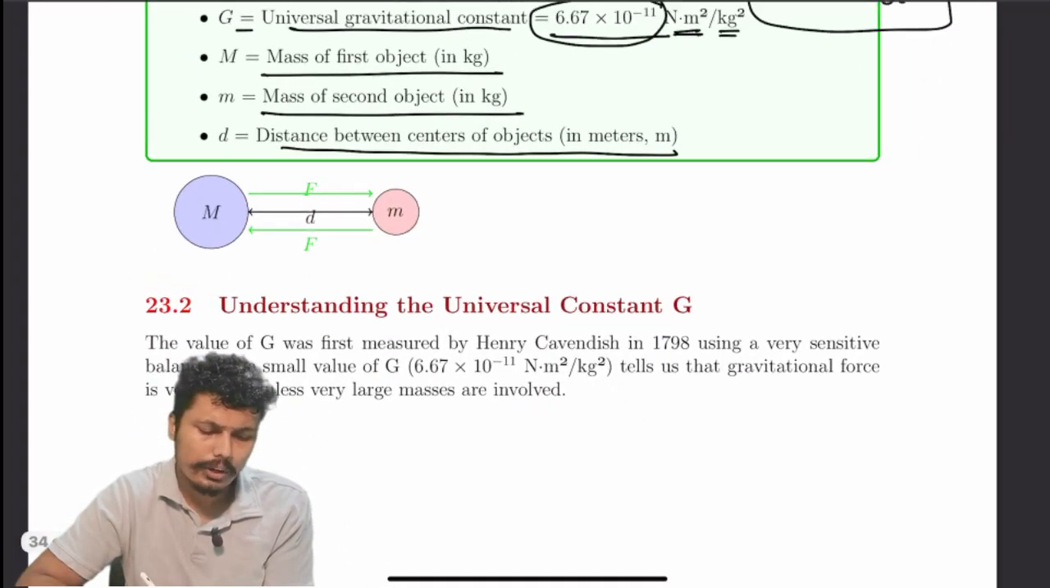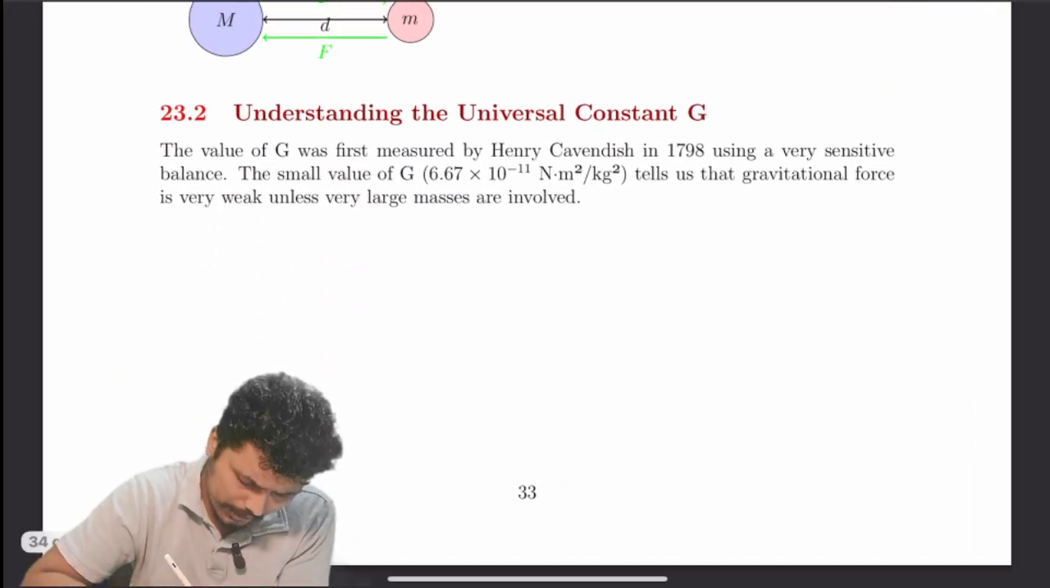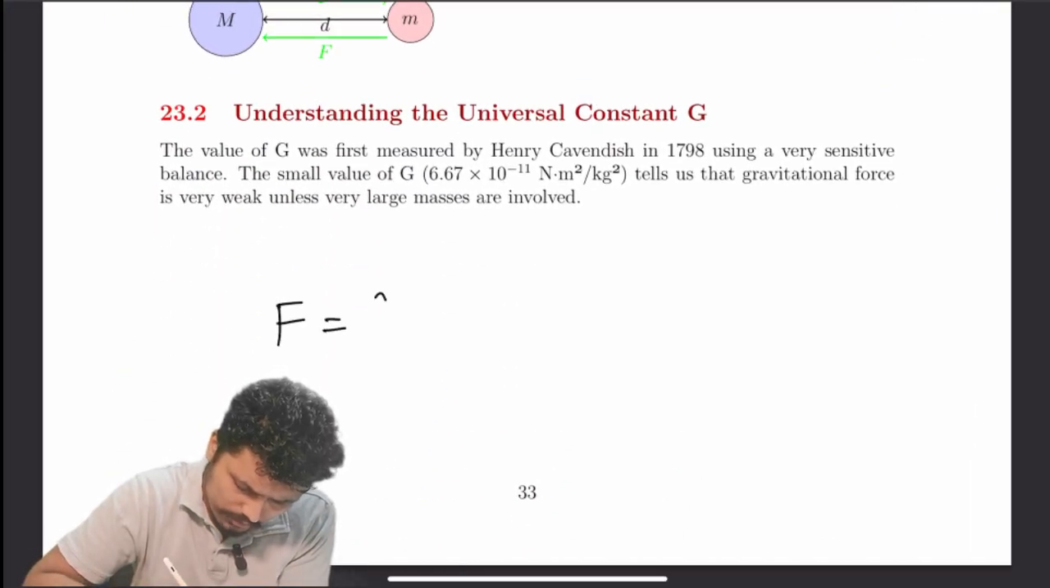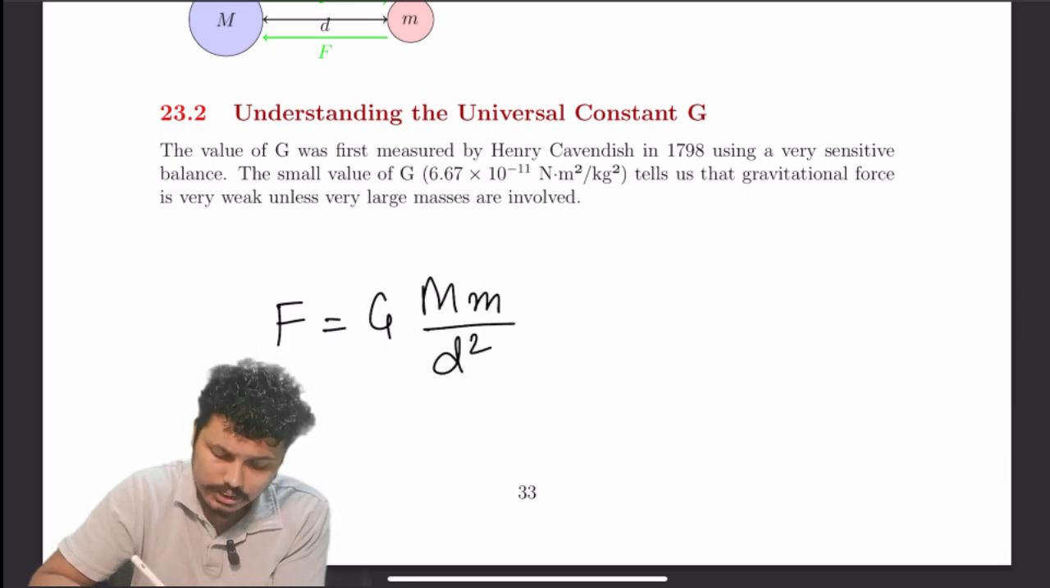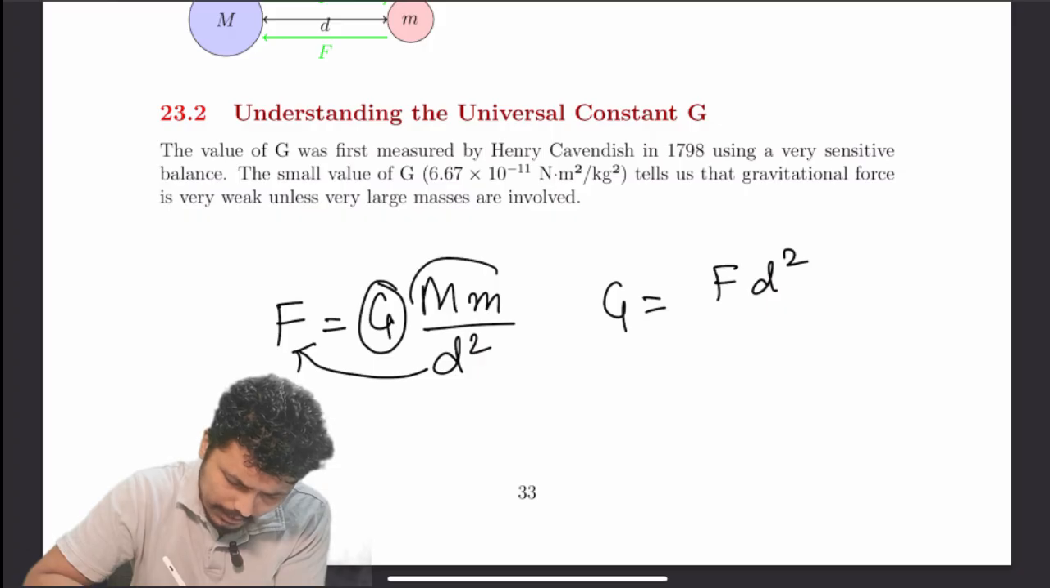Sir, we cannot remember what this Newton meter square per kg square is. I'll explain it to you. What does the law say? F equals G M m by d square. This is the gravitational law, right? If I want to find G, d square will go this side, so F d square, and M and m will come and divide downside.